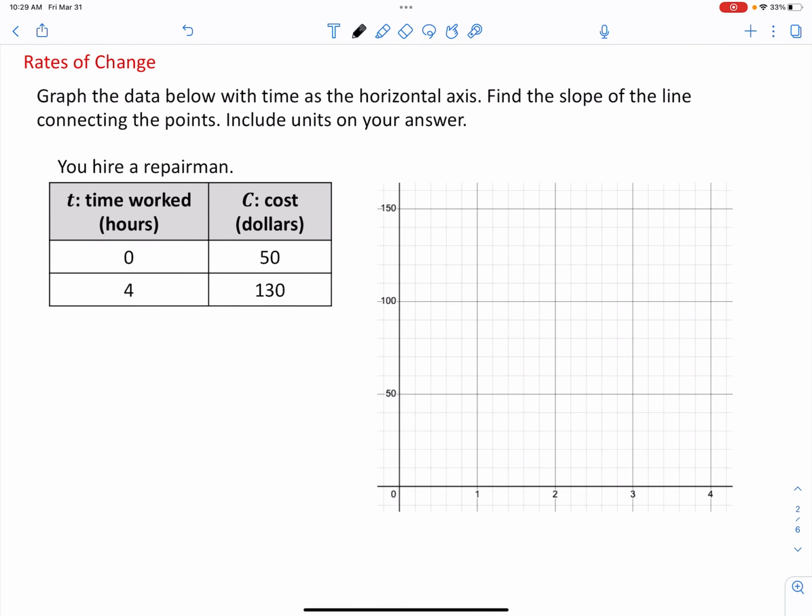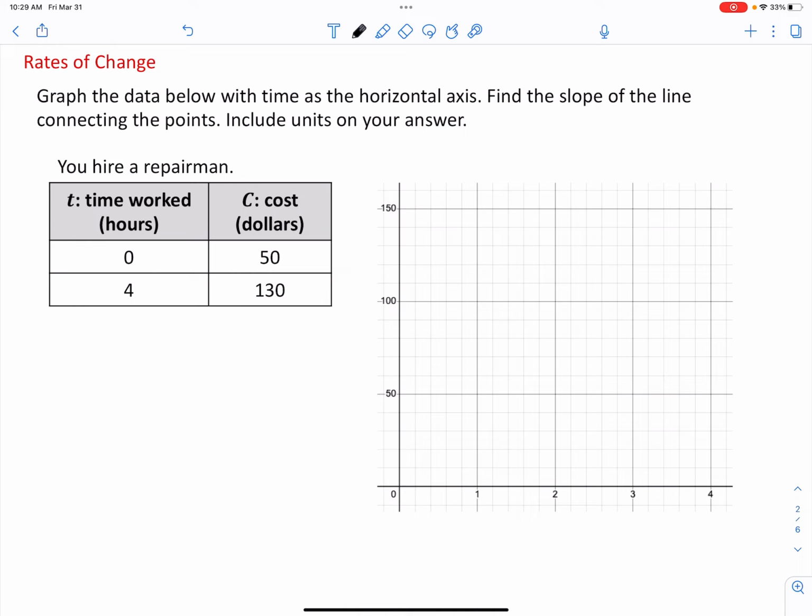Graph the data below with time as the horizontal axis. Find the slope of the line connecting the points. Include units on your answer. So this is the same scenario as scenario 1 from the previous page, that we hire a repairman, and the data is the same. But this time we're going to make a visual connection.